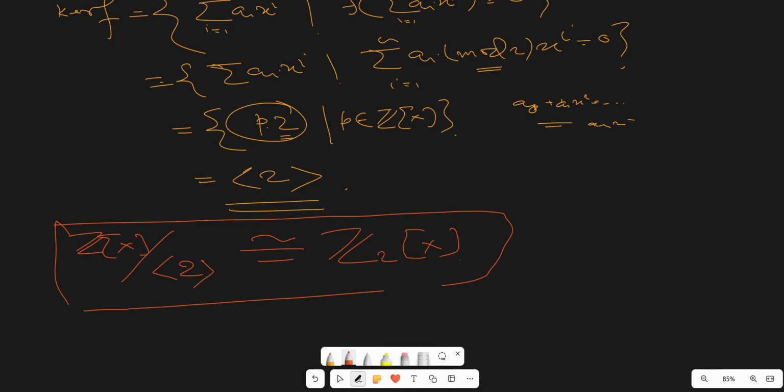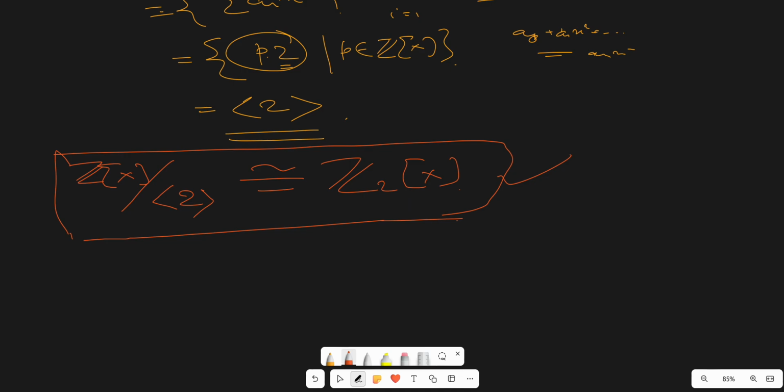See, initially I should not have to worry about this kind of question, but I want to convince you, so that's why I have taken a little bit lengthy problem, some problem which is not so easy. Okay, so first observation is this: Z[x] by the ideal generated by 2 is isomorphic to Z_2[x], right?